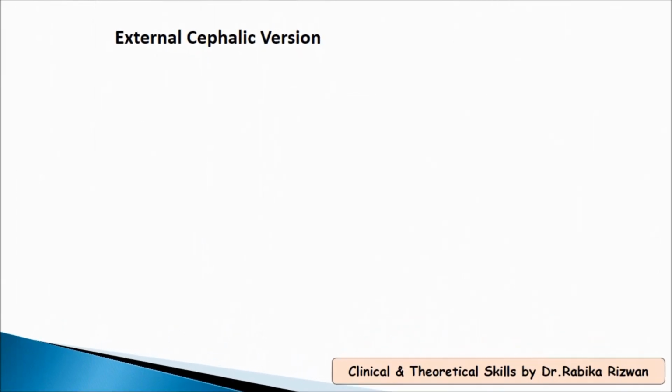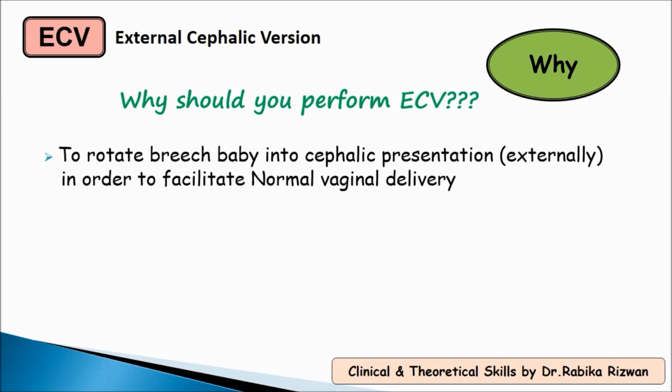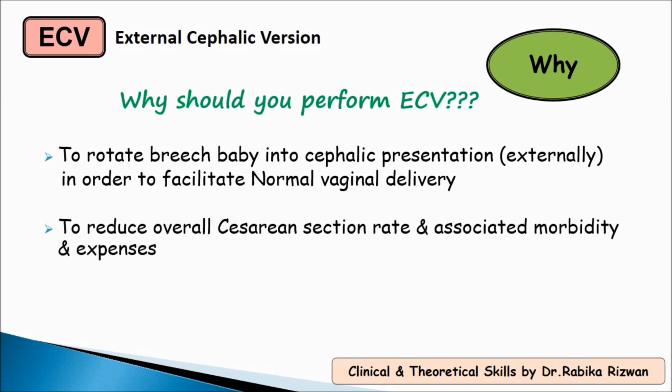The next W is why. Why should you perform ECV? Actually, we perform external cephalic version to rotate the breech baby into cephalic presentation, that is head down position, in order to facilitate normal vaginal delivery. It is quite easier to deliver the baby head first. So it is the most common and most helpful position. And of course, it is going to reduce the overall cesarean section rate and the associated morbidity and expenses with cesarean section. This is another good point about performing ECV.